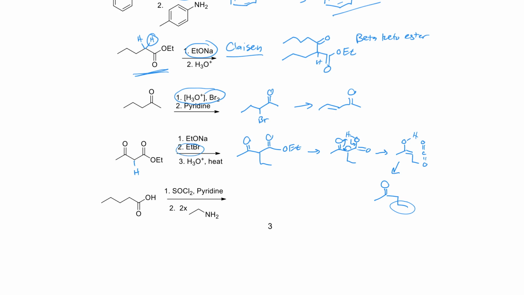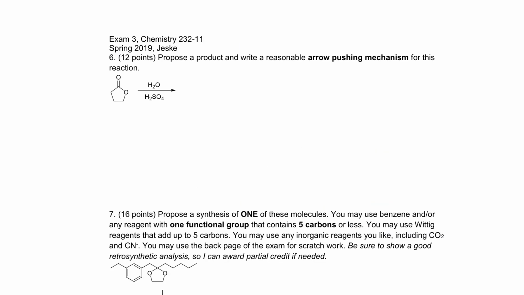Lastly, we have a carboxylic acid with SOCl2. We've seen that many times in class. That makes the acid chloride. We add an excess of amine, and that makes the amide functional group. Next page, propose a product and write a reasonable arrow pushing mechanism for this reaction.